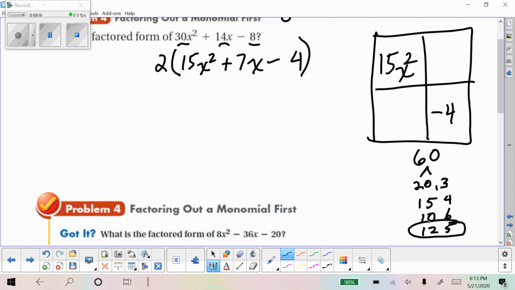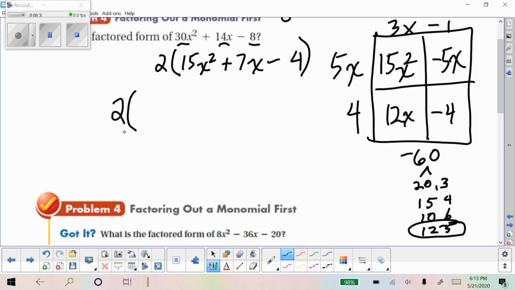And I need the 12 to be positive and the 5 to be negative. So yeah, I actually should have thought of it as negative 60. And then I'm going to factor out a 5x here. And that'll give me 3x and negative 1. And 3 times 4 is 12x. So here's the total final thing. We have 5x plus 4 and 3x minus 1.